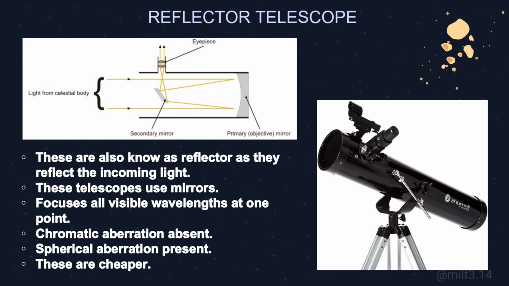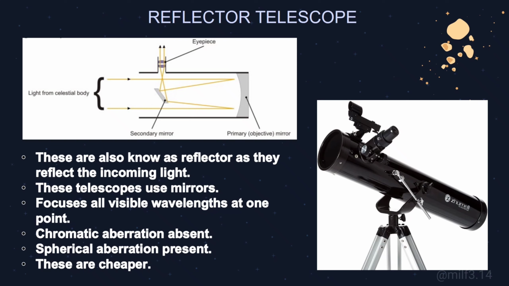Now we will see reflector telescopes or reflecting telescopes. These are called reflectors because they reflect the incoming light. This telescope uses a mirror. The mirror at the objective reflects the incoming light and focuses it on the secondary mirror, which is at 45 degrees, which further reflects light to the eyepiece, which gives us a virtual but inverted image due to reflection. This telescope was first invented by Isaac Newton, hence called Newtonian reflector.